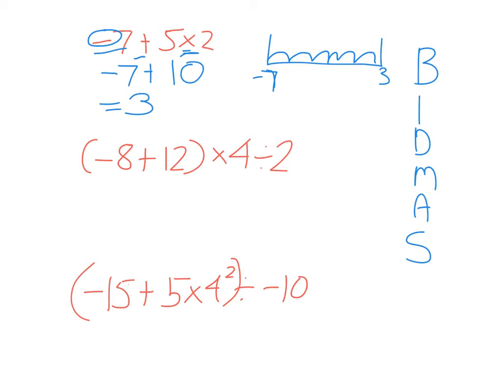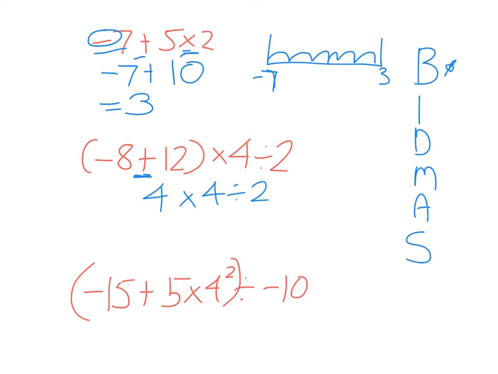So now there's a bracket. Of course, bracket comes before anything else, so we need to do what's in the brackets first. Even though multiplication and division are above addition, because the addition's in the brackets, we'll do it first. -8 plus 12 is +4, and we haven't done anything with the 4 or the 2.